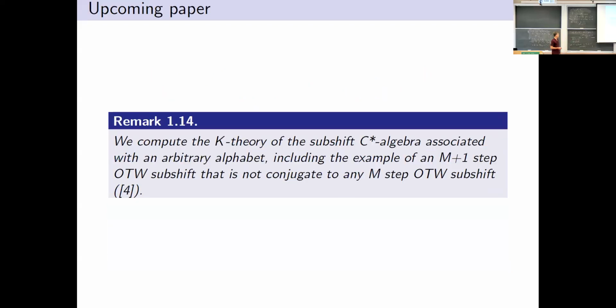And so, as I said, we are working on this paper, just the Cuntz-Pimsner algebraic paper. It's pretty much done. Then we computed the K-theory for a few examples, including an m plus one step Ott-Ostenfeld-Willis shift that's not conjugate to an m step one, which is something a little bit weird. But we computed the K-theory here, which is a direct sum of Z for K_0 and K_1. And well, that's mostly it.